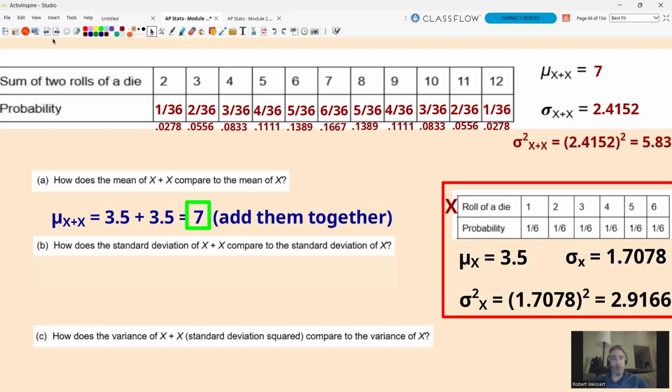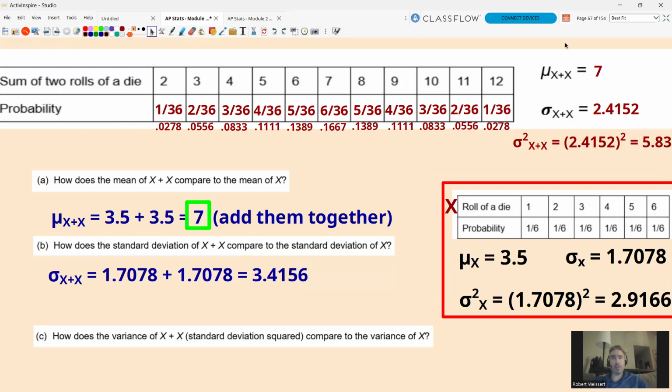So 3.5 plus 3.5 is 7. So that's pretty easy. Standard deviation. So let's see, maybe I add them together. If I look at my standard deviation for x, it was 1.7078. So if I add those two together, I get 3.4156.